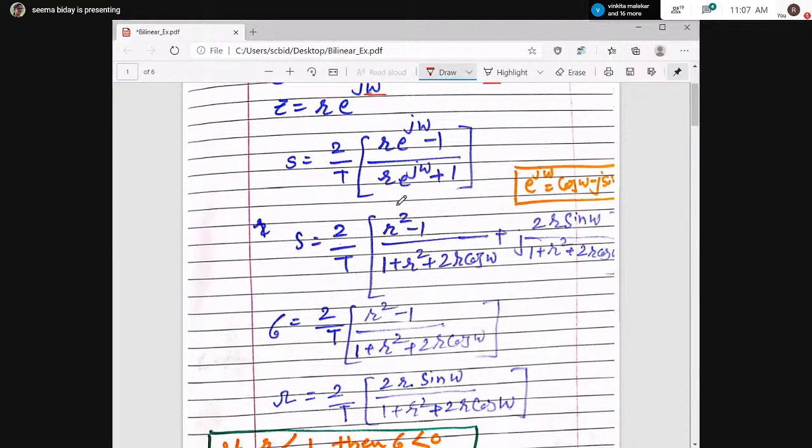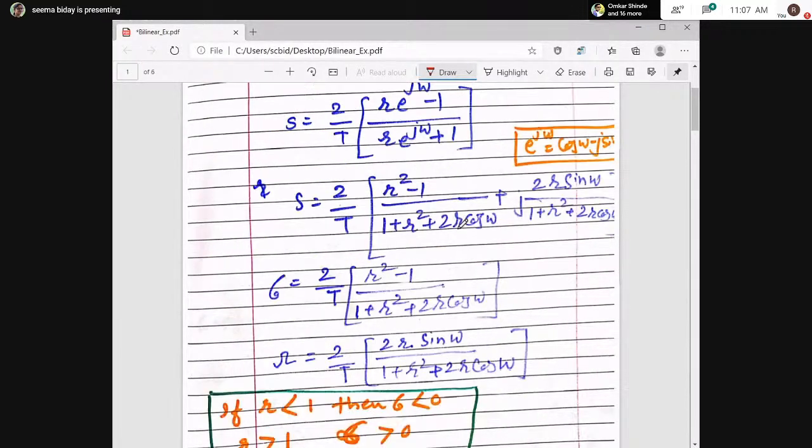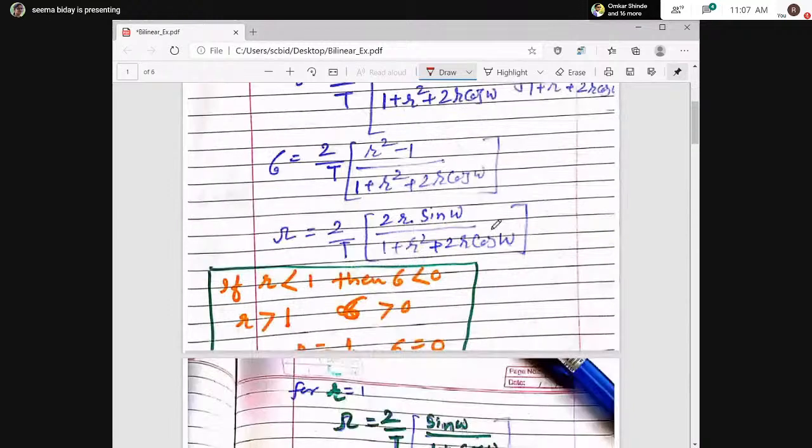Then you can equate real and imaginary parts, right? This also you can expand by using the trigonometrical identities, and you will get sigma equal to 2 by T, r square minus 1 divided by 1 plus r square plus 2r cos omega. This is by simply using trigonometrical identities and equating real and imaginary parts on both sides.